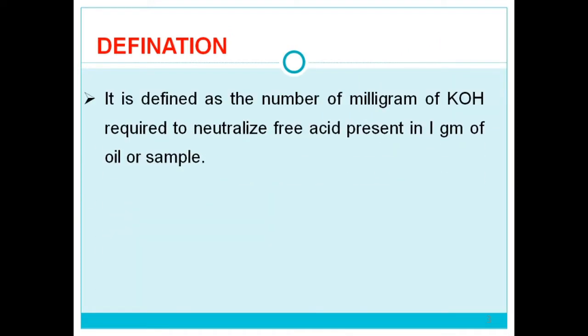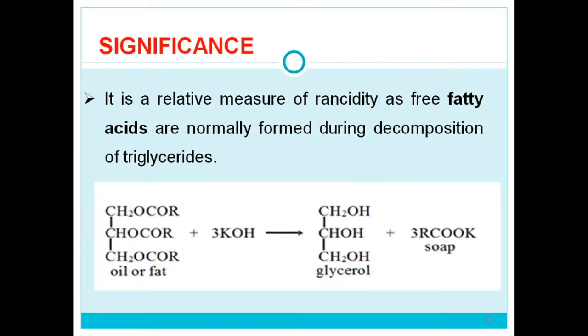First of all, the definition. It is defined as the number of milligrams of KOH required to neutralize the free acid present in 1 gram of oil or sample. It is also referred to as the neutralization number. It is a relative measure of rancidity, as free fatty acids are normally formed during the decomposition of triglycerides.